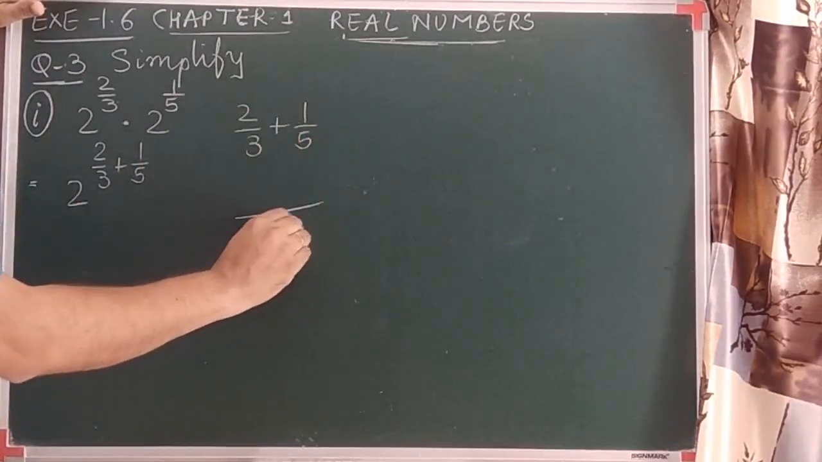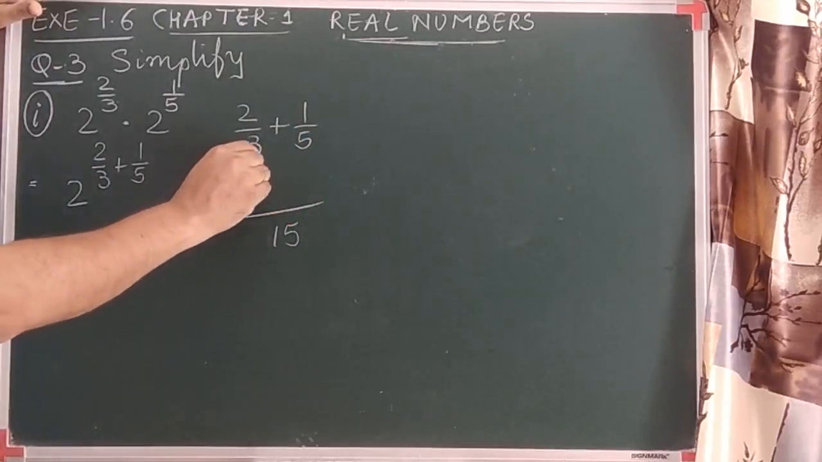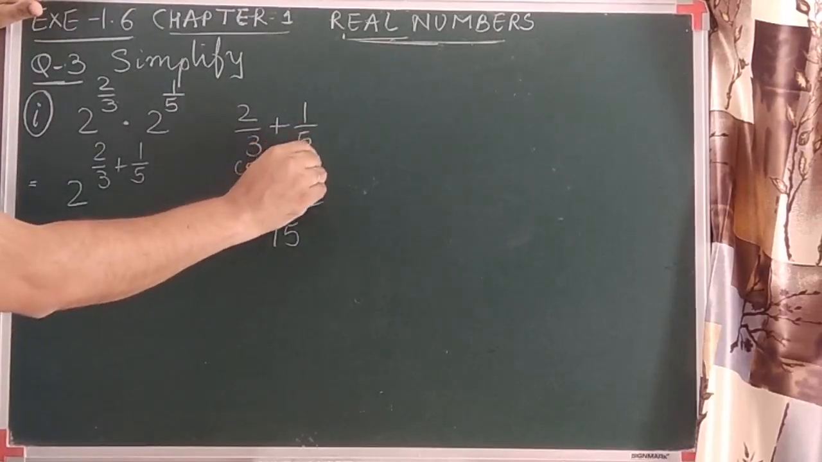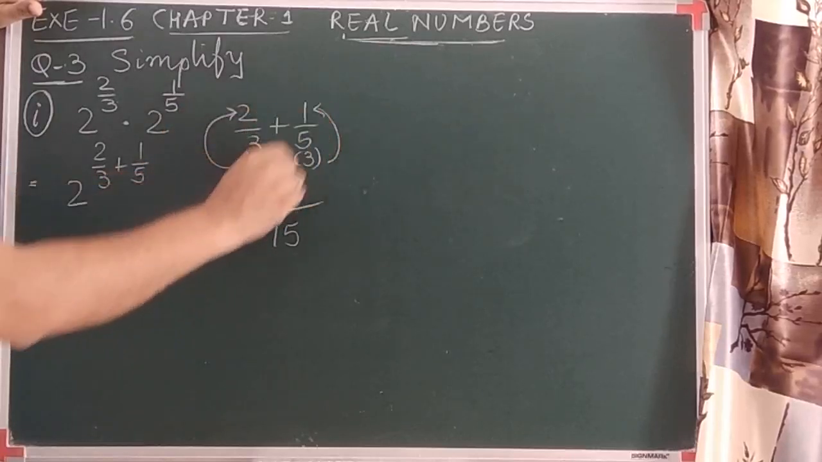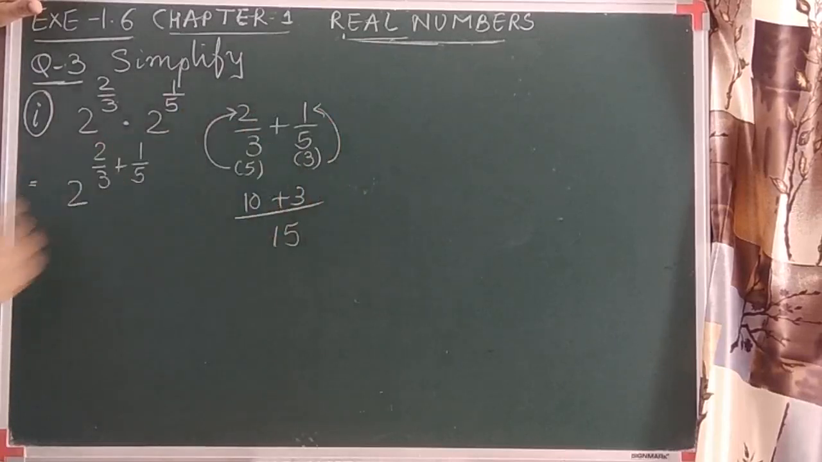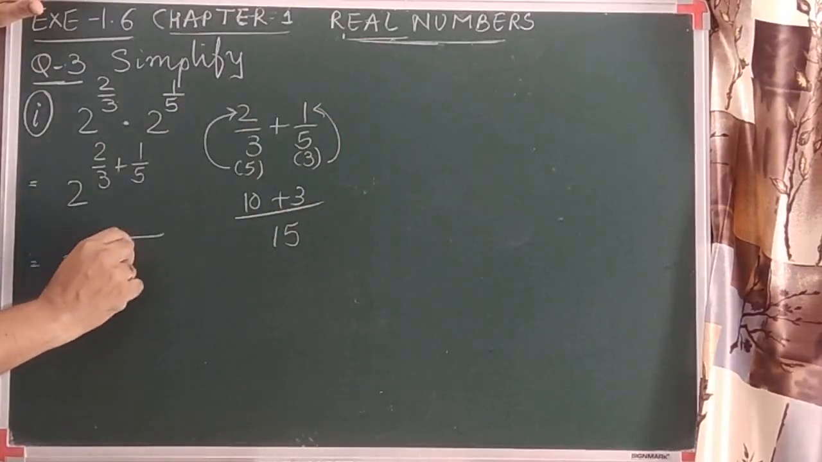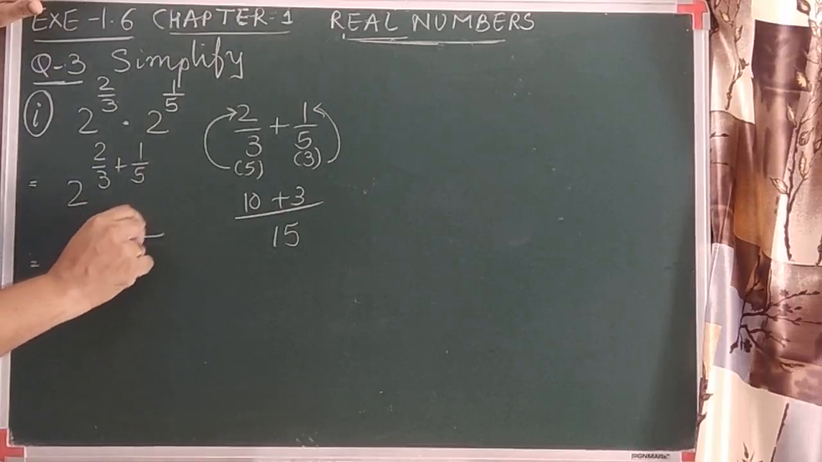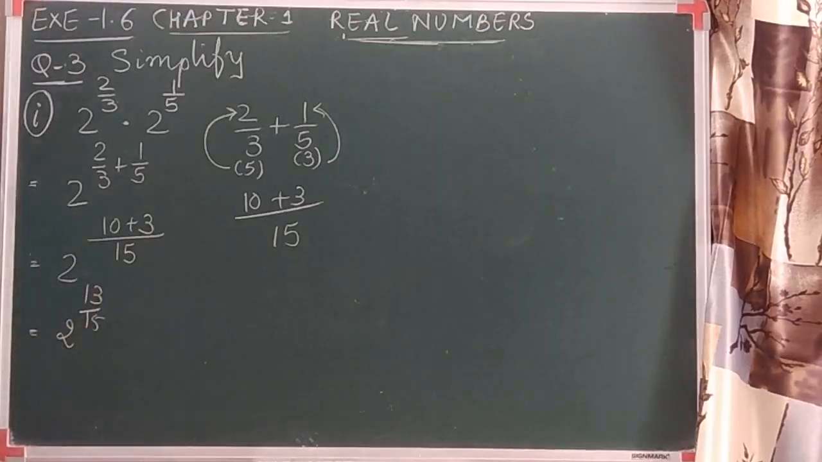So LCM is 15. This denominator should multiply with 5 and this would be 3. So 5 2s are 10 and 3 1s are 3. So that is 10 plus 3. The same we are supposed to do here. 15 is the LCM. This is 10 plus 3. So the answer is 2 raised to 13 upon 15. Let us see one more question.